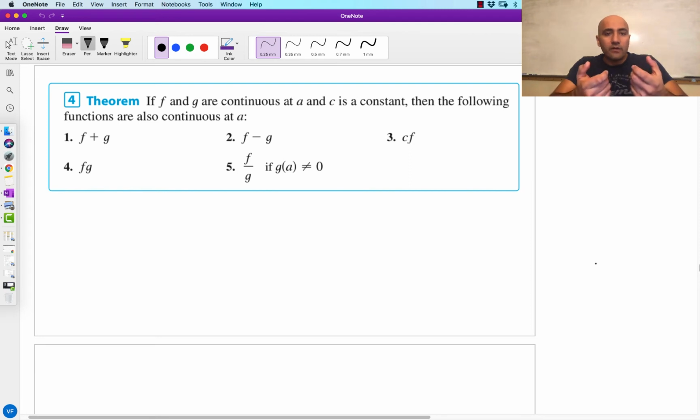Okay, so we're starting off with two functions that we know to be continuous at a point a. We can add them, subtract them, multiply them together, multiply by a constant, or divide them, and we can be guaranteed that the resulting function is also going to be continuous at a. The only thing we have to be careful of is to make sure we don't accidentally divide by 0. So we can build more complicated functions from functions we already know to be continuous, and if we're using these operations to build them, we're guaranteed that the more complicated function is going to be continuous.